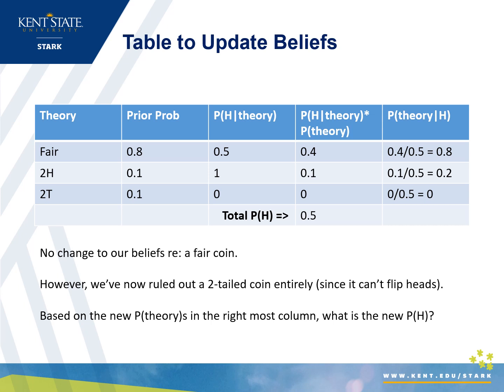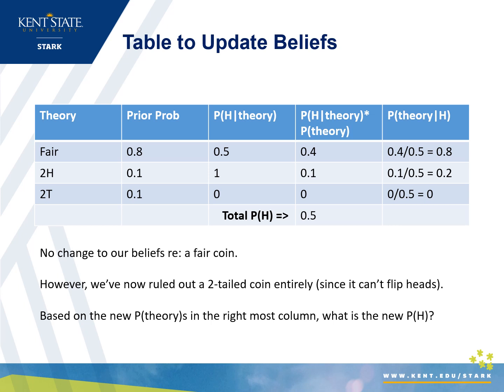So we've already done the calculation for the numerator in Bayes' theorem, that is the probability of heads given the theory times the probability of the theory. Now I just have to divide by the overall probability of heads, which we calculated as being 0.5, just taking the 0.4 and the 0.1 and adding them together. So doing that, having updated our beliefs, the probability of it being a fair coin stays the same. It's still 0.8.